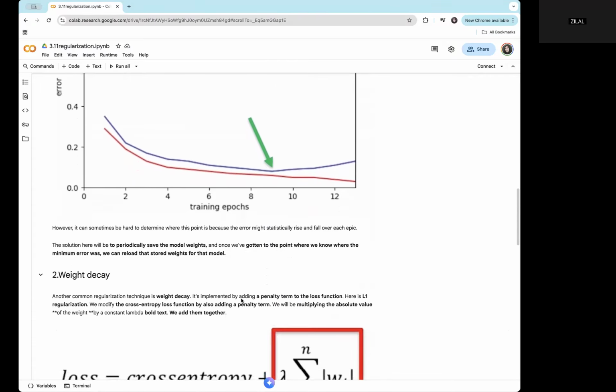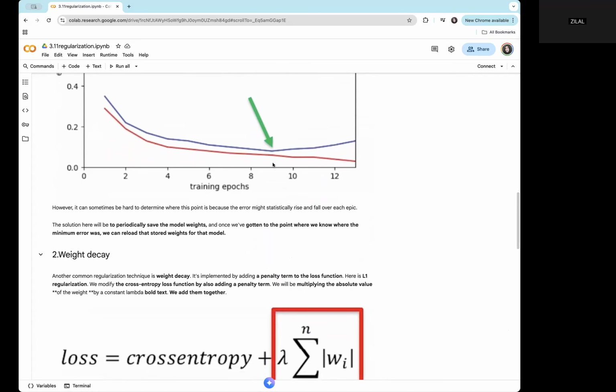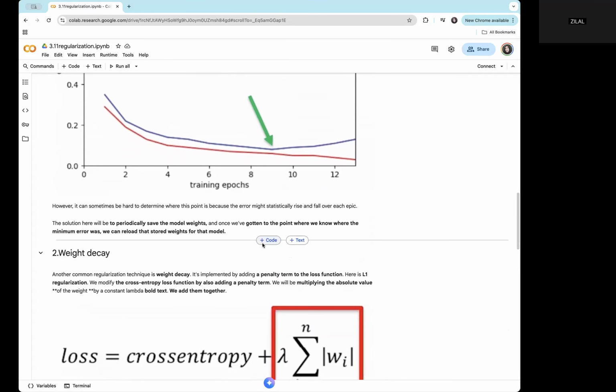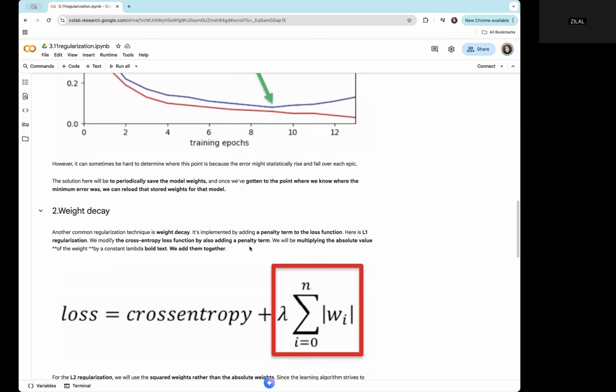However, it can sometimes be hard to determine where this point is because the error might statistically rise and fall over each epoch. The solution here will be to periodically save the model weights, and once we've gotten to the point where we know where the minimum error was, we can reload the stored weights for that model.